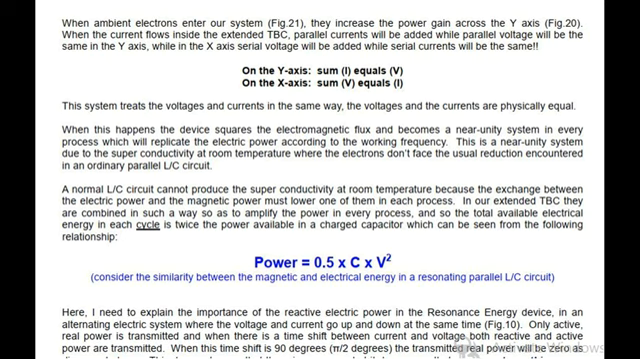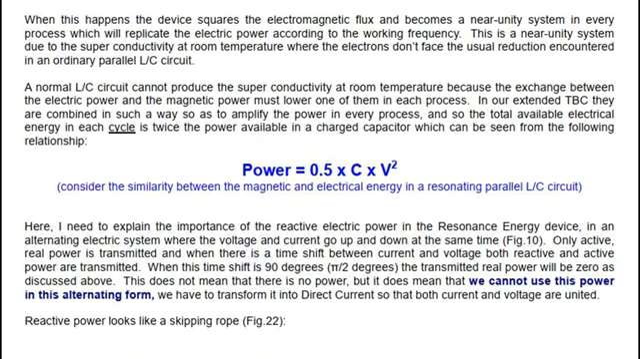Here, I need to explain the importance of the reactive electric power in the resonance energy device. In an alternating electric system where the voltage and current go up and down at the same time, Fig 10, only active, real power is transmitted, and when there is a time shift between current and voltage, both reactive and active power are transmitted. When this time shift is 90 degrees, pi divided by 2, the transmitted real power will be 0 as discussed above. This does not mean that there is no power, but it does mean that we cannot use this power in this alternating form. We have to transform it into direct current so that both current and voltage are united.